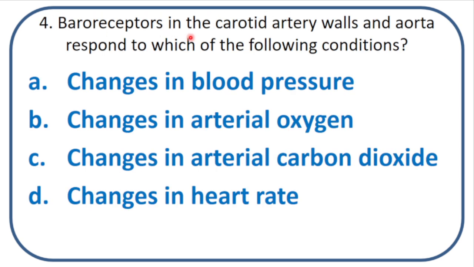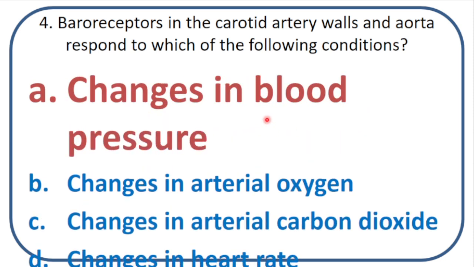Fourth question, baroreceptors in the carotid artery walls and aorta respond to which of the following conditions? Changes in blood pressure, changes in arterial oxygen, changes in arterial carbon dioxide, changes in heart rate. Correct answer, that is changes in blood pressure. Baroreceptors in the carotid artery walls and aorta respond to changes in blood pressure.